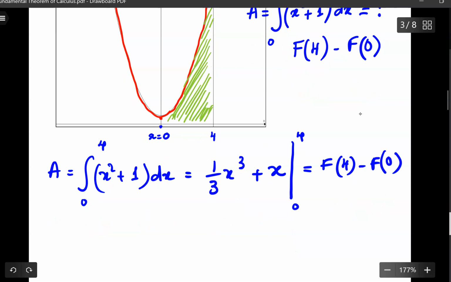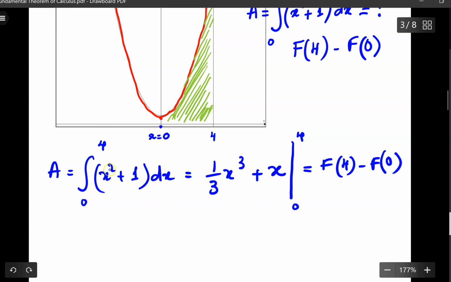You see, I skipped a few steps in between here, because at this point I can tell everyone that you can break this into two individual integrals, the integral of x squared and then the integral of 1, also evaluated at the same values 0 to 4, but we do it in one step here.